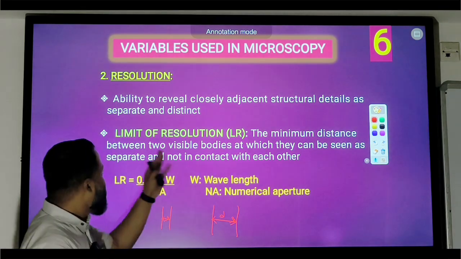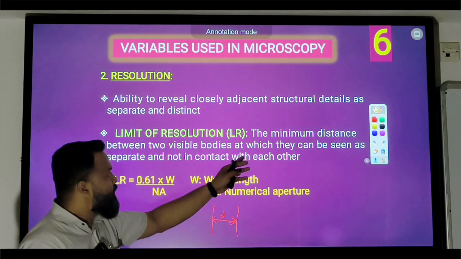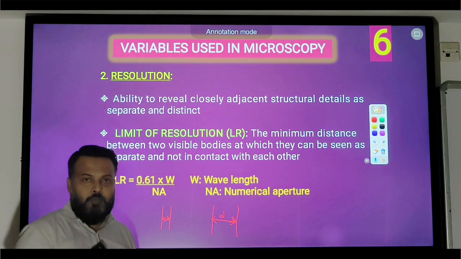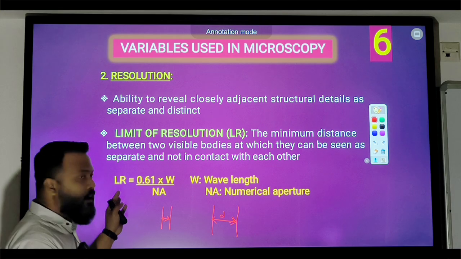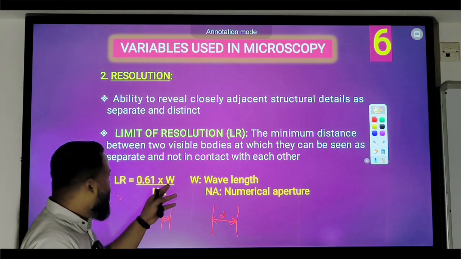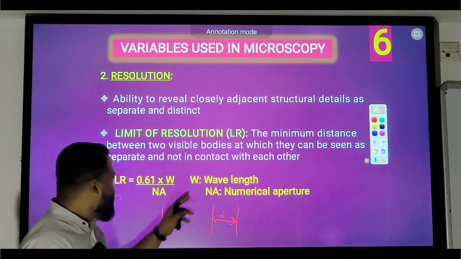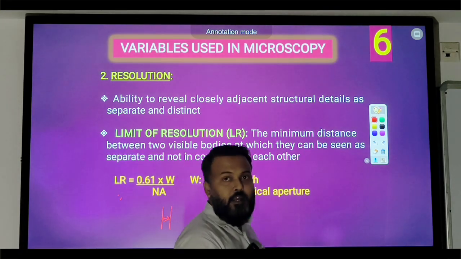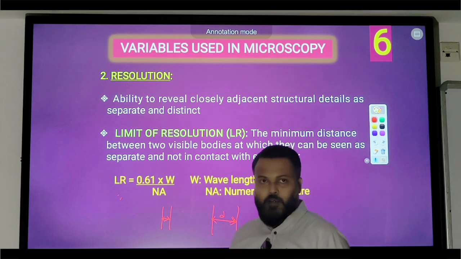The minimum distance between two visible bodies at which they can be seen as separate and not in contact with each other. Now mathematically it is defined as LR is equal to 0.61, which is a constant, into W, which signifies wavelength, by NA. NA means numerical aperture. Now what is NA, that we will discuss in the next slide.